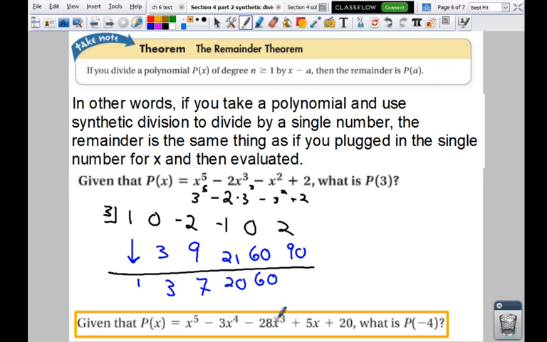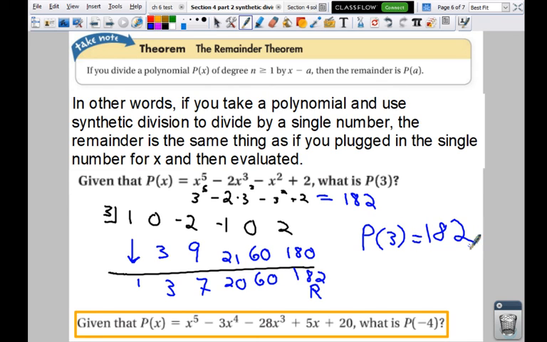3 times 60. 60 is not 90, is it? Oh no. That's 3 times 30. Yeah, it is. I mean, 90? What are we talking about? 3 times 60 is 180. Add straight down, I get 182. Alright, this is my remainder, right? 182 is what I would get if I were to calculate this right here, where I plug in 3. So P of 3 equals 182.